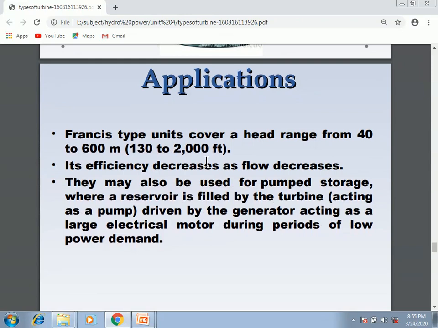What is the application of Francis turbine? Francis type covers a head range from 40 to 600 meter, and the efficiency decreases as flow decreases. These are used for pump storage, where the reservoir is filled with a turbine driven by a generator acting as a large electric motor during periods of low power demand. So in pump storage systems, Francis turbine is going to be used.